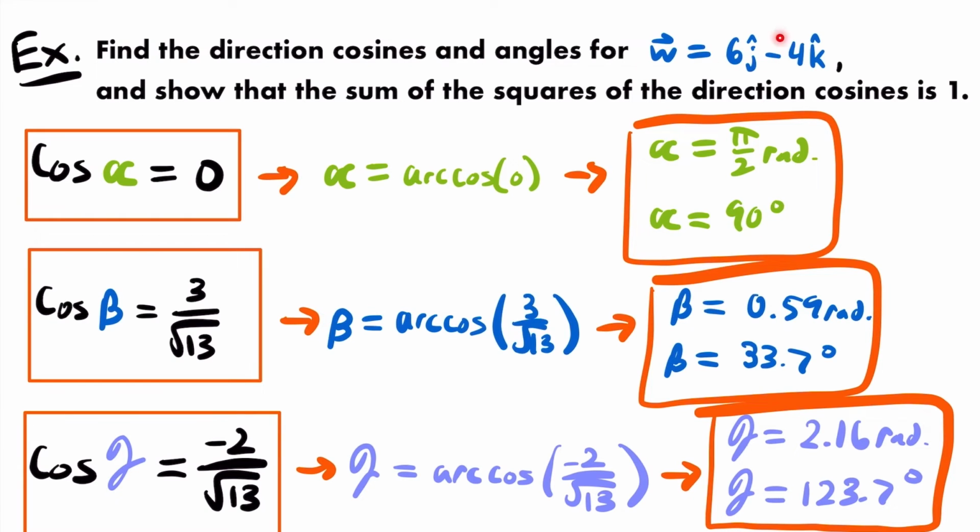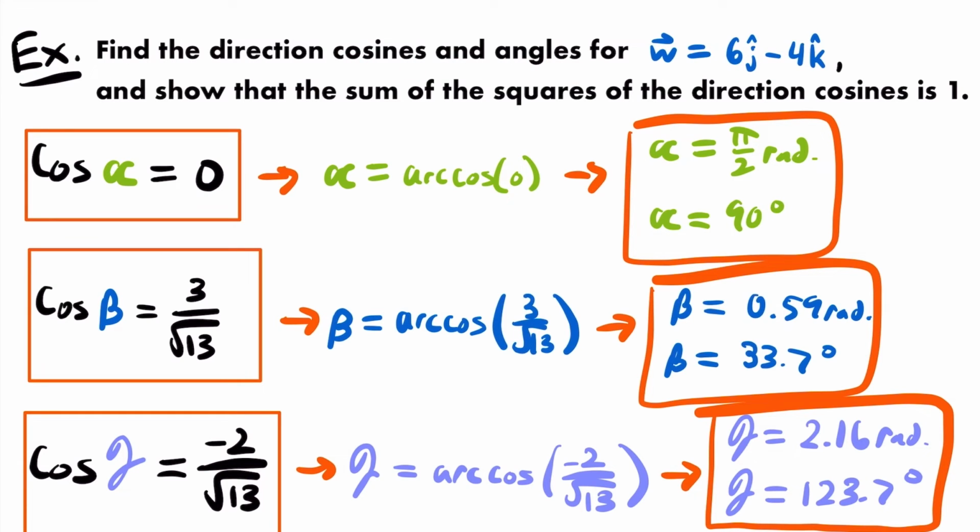The angle that this vector makes with the positive y-axis is 0.59 radians, or 33.7 degrees. And the angle that this vector makes with the positive z-axis is gamma, which is 2.16 radians, or 123.7 degrees. That describes the direction of this vector in 3 dimensions. Okay, so now we found the direction cosines and the angles for this vector.